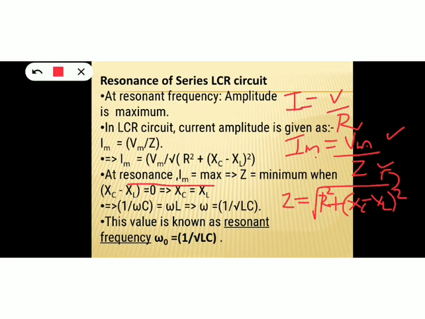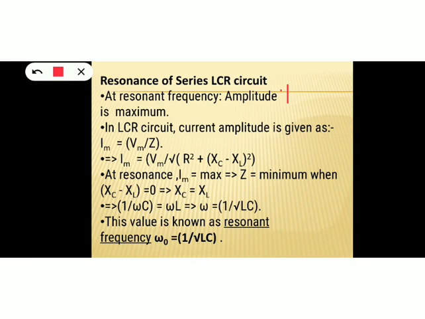If current amplitude is to be maximum, then Im should be maximum, and Z, the quantity in the denominator, should be minimum. And what is the condition for Z to become minimum? Here in this expression, when XC is equal to XL, impedance Z will be minimum. Why? Because when XC is equal to XL, XC minus XL will be equal to 0. So when XC minus XL is 0, what is left? We are left with Im equal to Vm by R, isn't it?